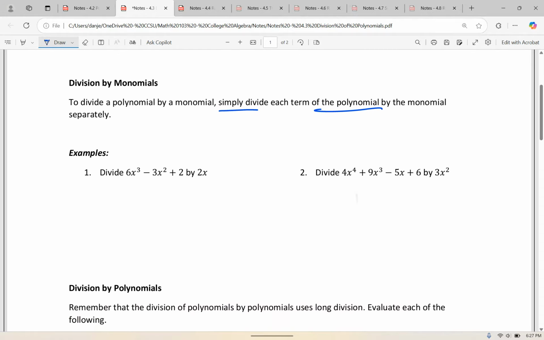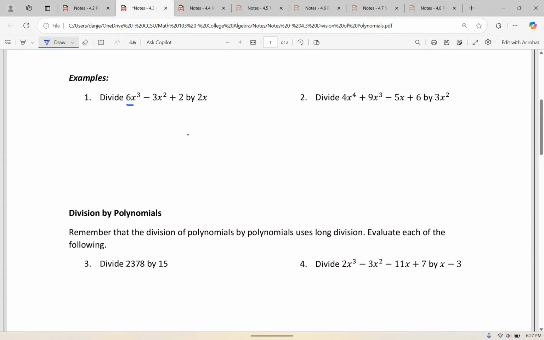So for example, number 1, we want to divide 6x cubed minus 3x squared plus 2 by 2x. What that looks like is 6x to the third minus 3x squared plus 2, all being divided by 2x. So I can divide each term separately. I have 6x cubed divided by 2x, minus 3x squared divided by 2x, and then 2 divided by 2x. I can handle those three things separately.